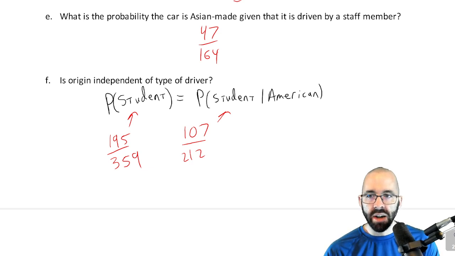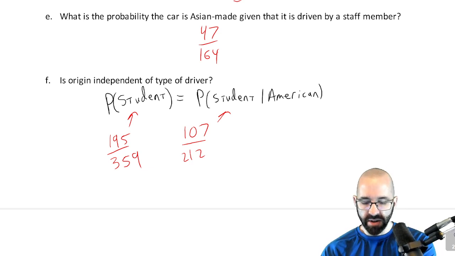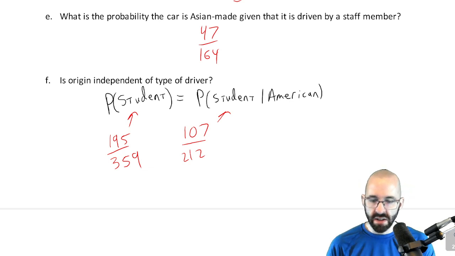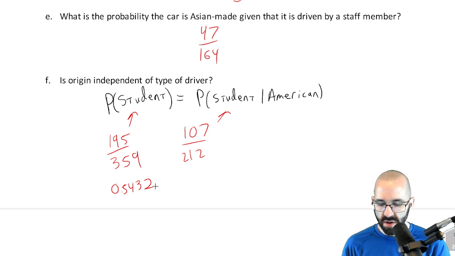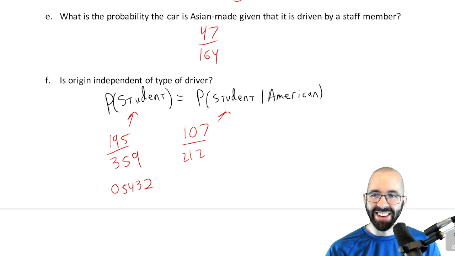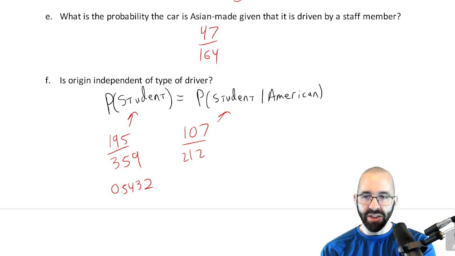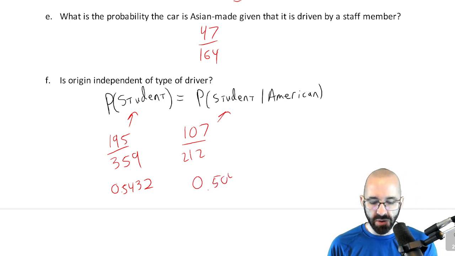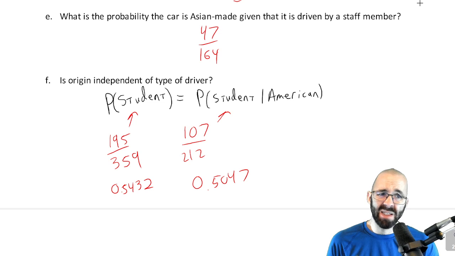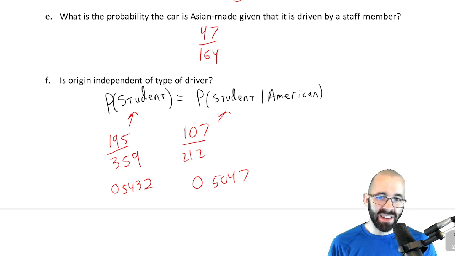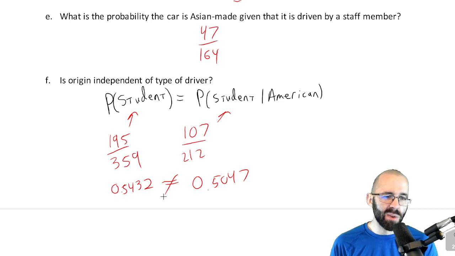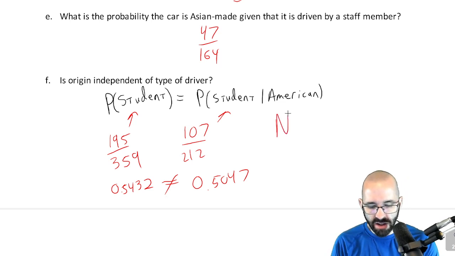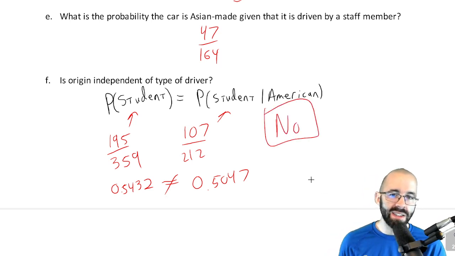So we'll just type it into our calculator and check these out. 195 over 359. That's about 0.5432. That's a nice number. And the other one's 107 over 212. That's 0.5047. Again, they're kind of close, so they're like almost independent, but they're not the same. And in Unit 8, we talk more about how close is close enough. But here, we're going to say no.